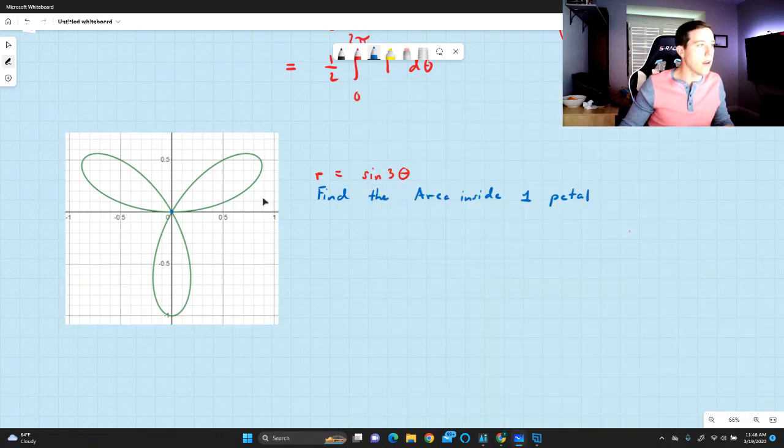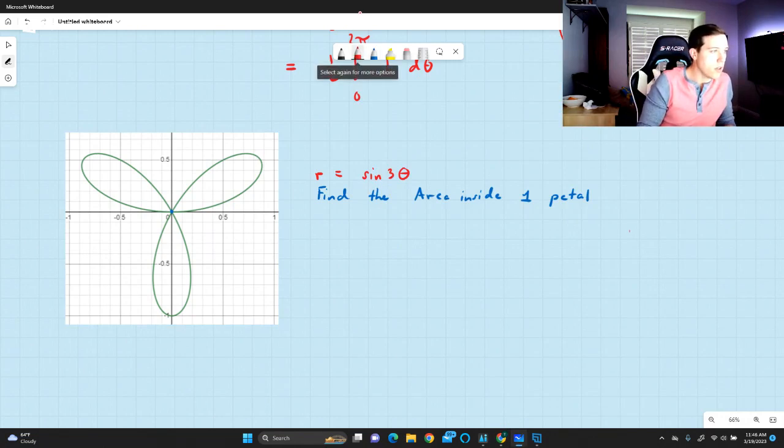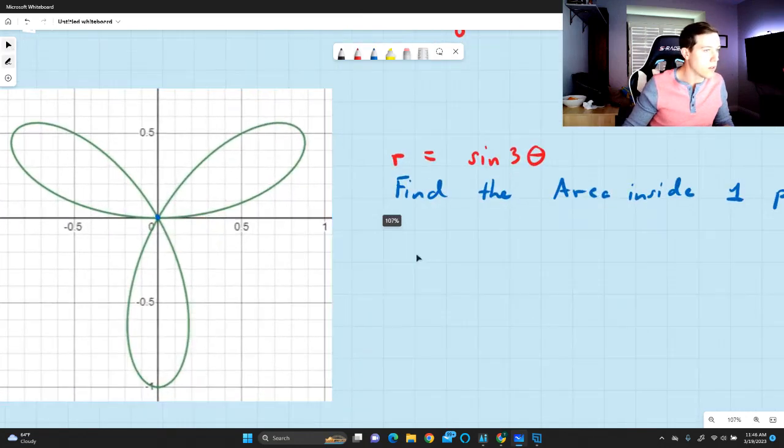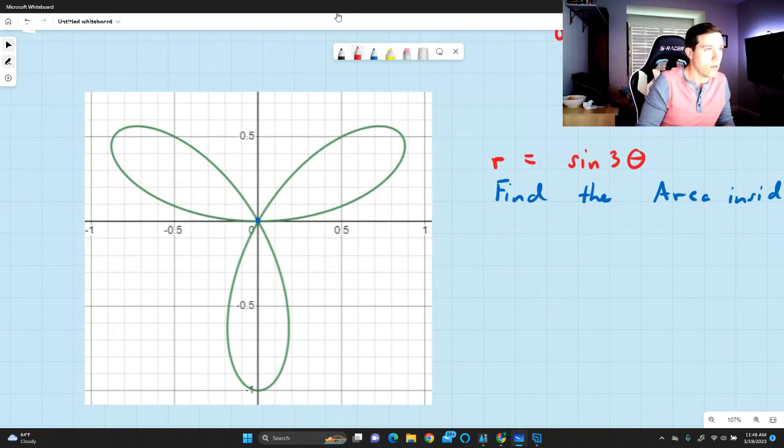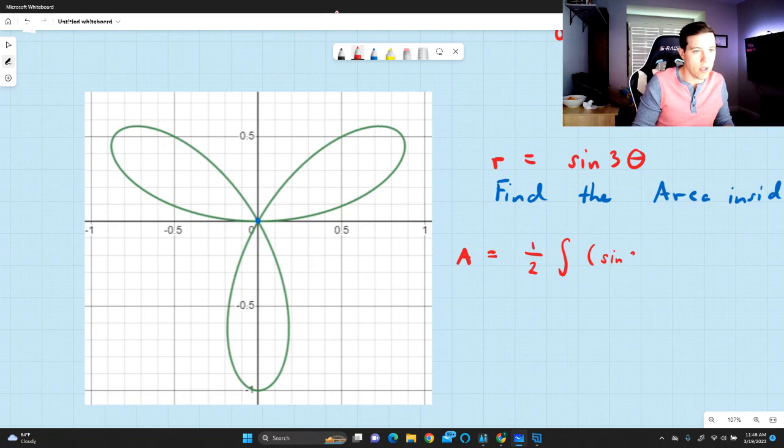So how do you find the area of this petal? Well, you've got to figure out how the sectors kind of work in this problem. And here's what they do. I'm going to zoom way in. If we were to set up our equation, which is area equals 1/2 accumulation, r is just sine of 3 theta, so it's going to be sine of 3 theta squared d theta. But the tricky part is the bounds.